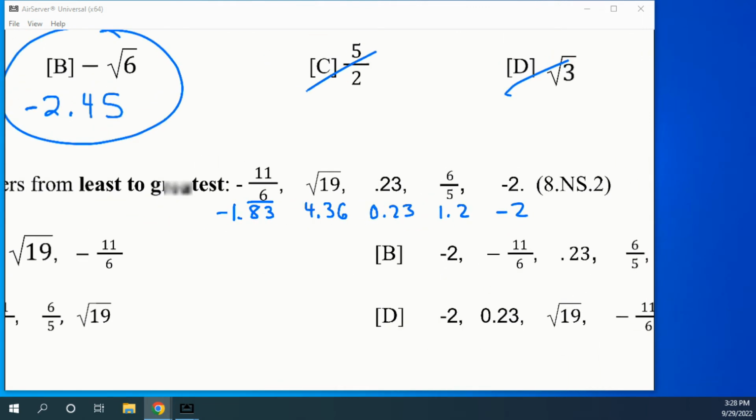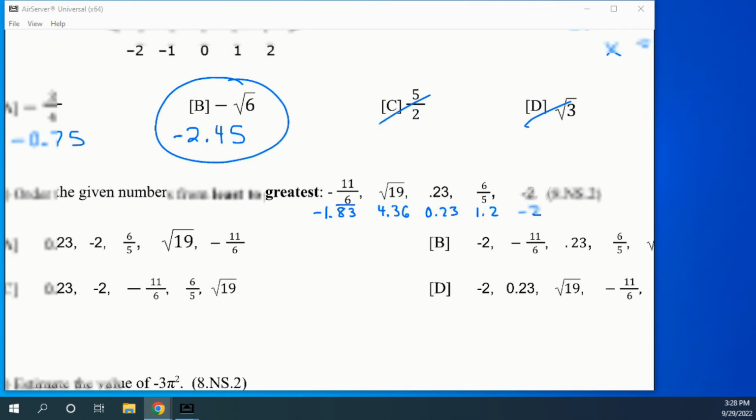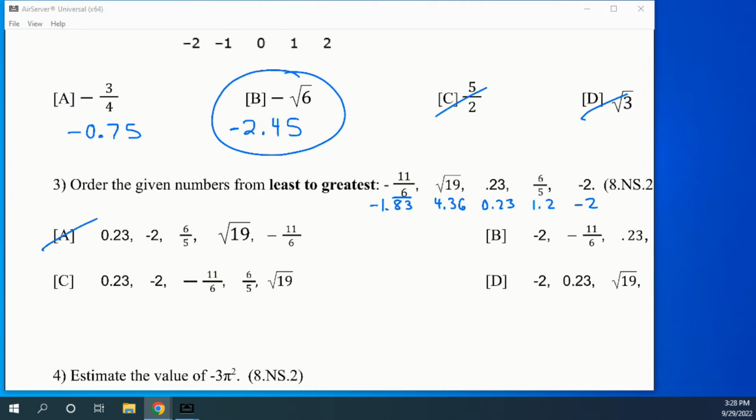So from least to greatest, we're going to start with negative 2. Negative 2 is the smallest number on here, so that immediately eliminates A and C.